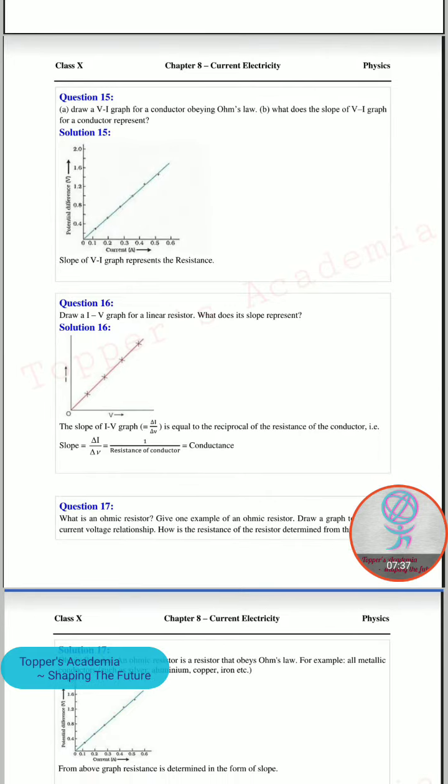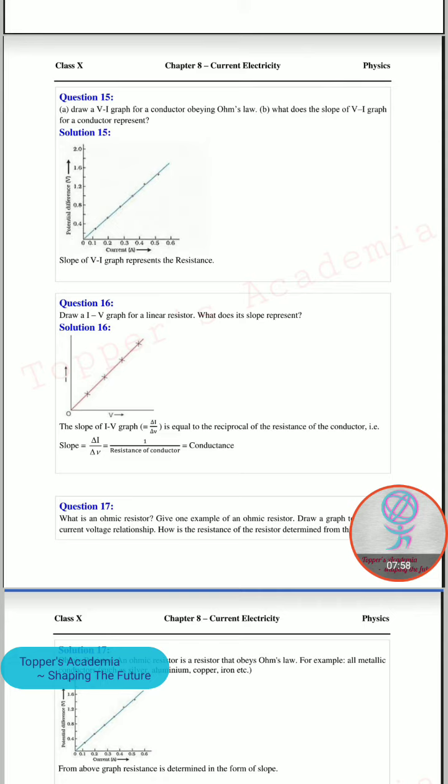Question number 15. Draw a VI graph of a conductor obeying Ohm's law. What does the slope represent? The slope will be representing the resistance and the graph is shown as below. Means it will be a straight line, that is, it will be represented in y is equal to mx plus c form, and it will start from 0 and increase gradually.